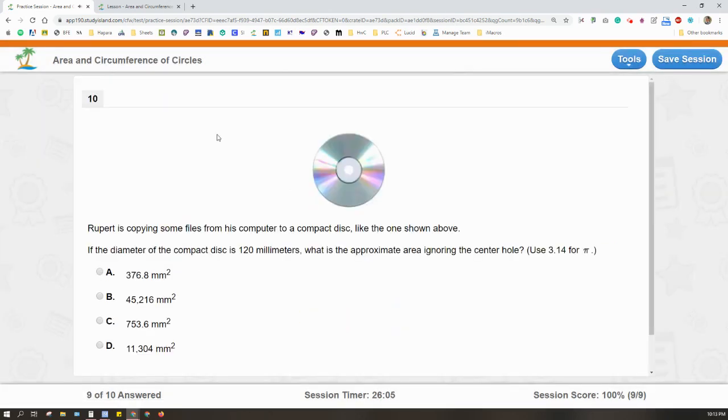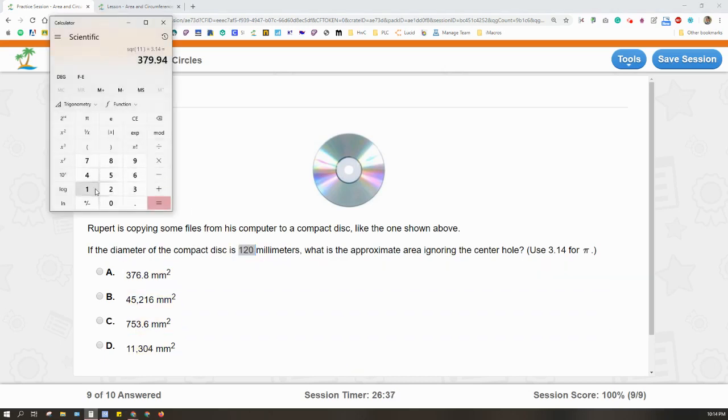And number 10, Rupert is copying some files from his computer to a compact disc like the one shown above. If the diameter of the compact disc is 120 millimeters, what is the approximate area, ignoring the center hole? So we're going to calculate the whole area, pretend like there's no hole in the middle. Well, what do we do to find the area? We just take the radius and square it, and then multiply by pi, right? Well, if the diameter is 120, you need to remember that the radius is half the diameter. So your radius is 60. Okay, 120 divided by 2 gets you your radius.